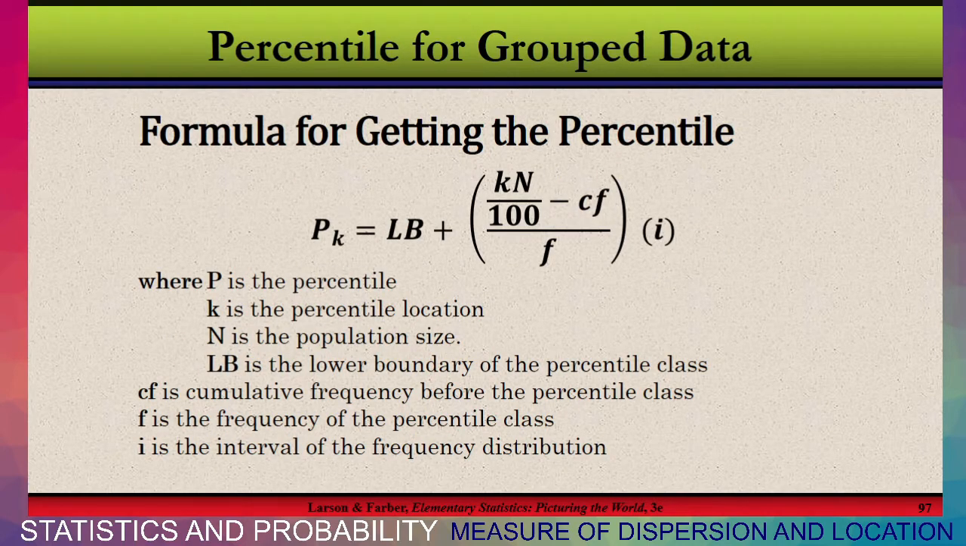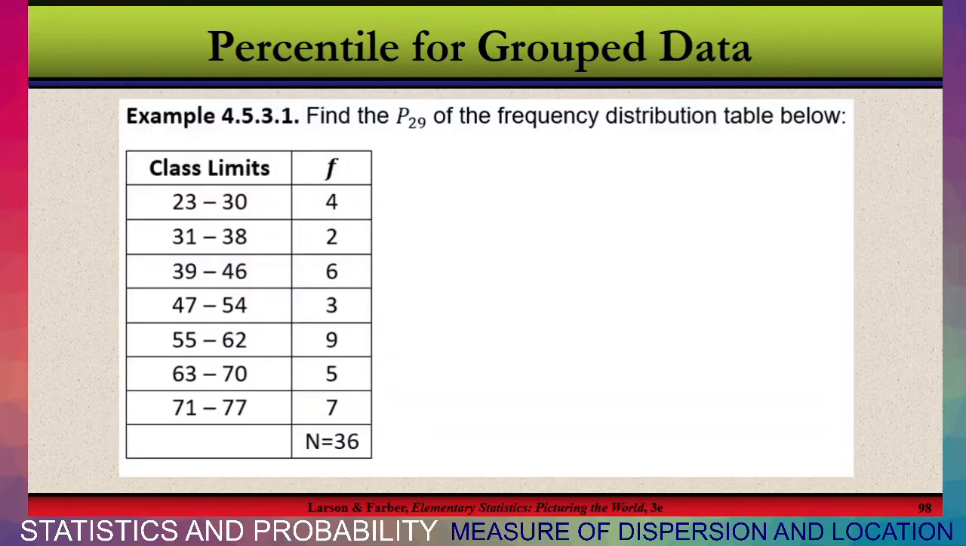Ito yung formula for getting the percentile. P sub k is equals to LB plus the quantity of Kn over 100 minus CF over frequency times interval, where P is the percentile, K is the percentile location, N is the population size, LB is the lower boundary of the percentile class, CF is the cumulative frequency before the percentile class, F is the frequency of the percentile class, and I is the interval of the frequency distribution.